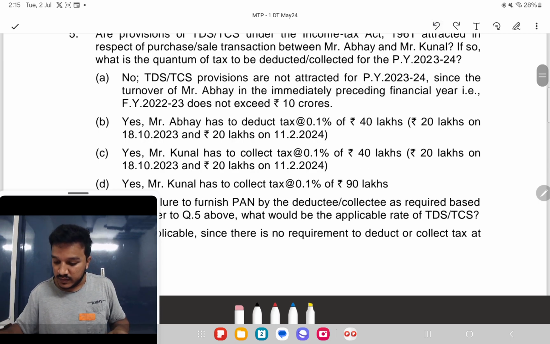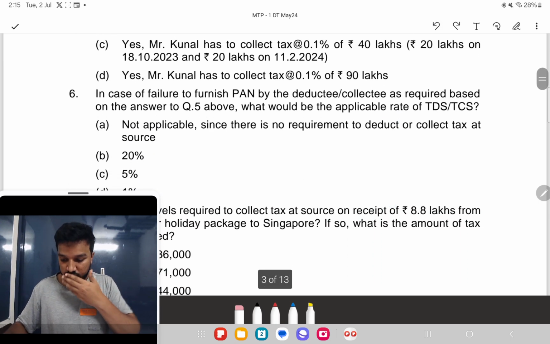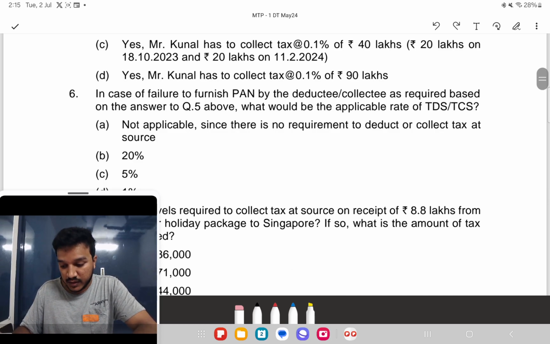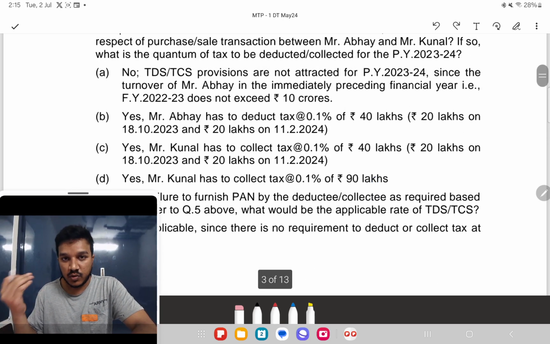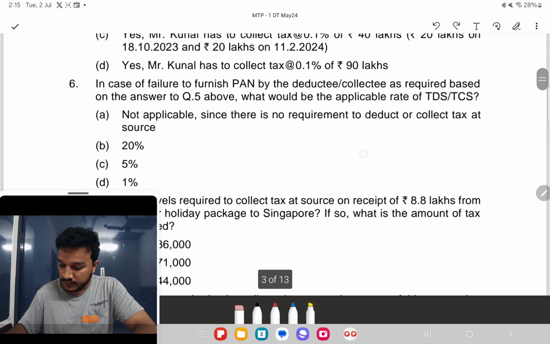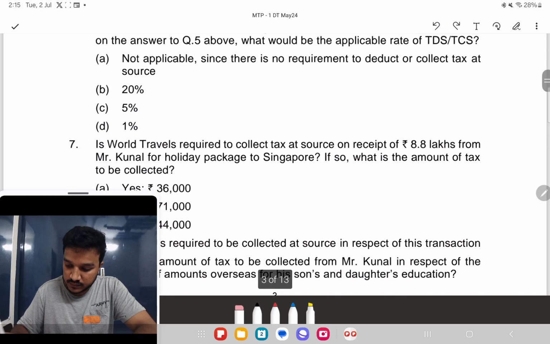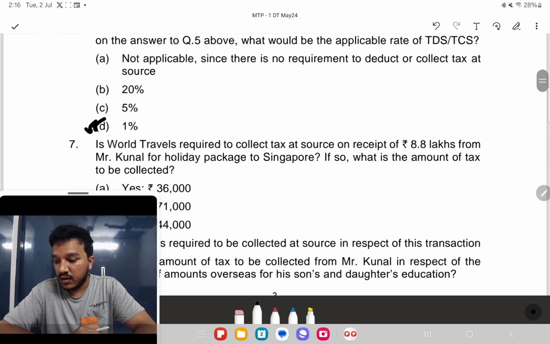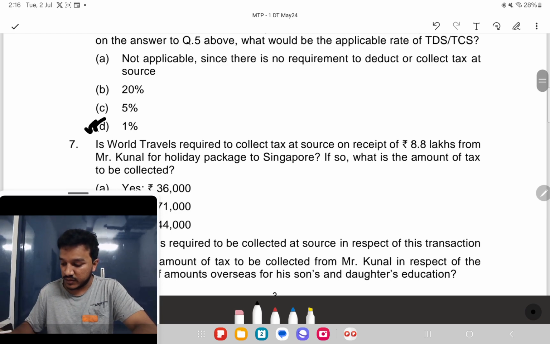We will see what the second question is. What is the consequence of failure to furnish the PAN by the deductee as required? So here TDS is not applicable, TCS applies. The TCS rate is 0.1%. In case PAN is not provided, then that will become 1%. So the answer is D. I hope this is clear now. Now let's see the other question.